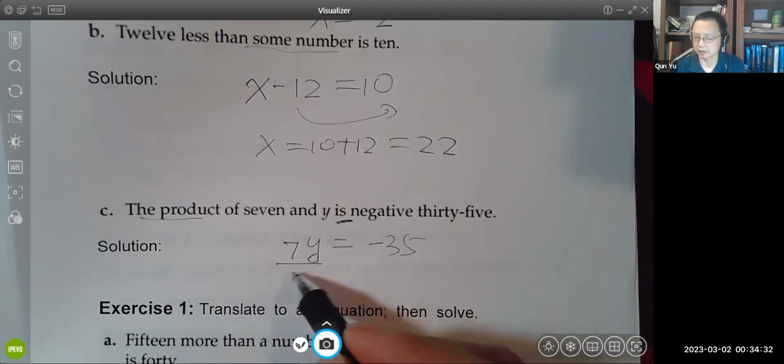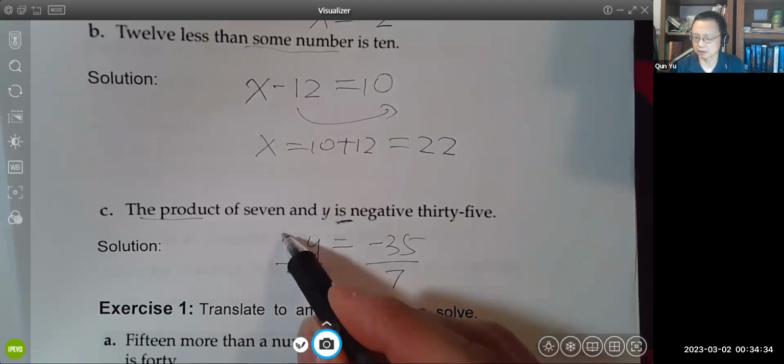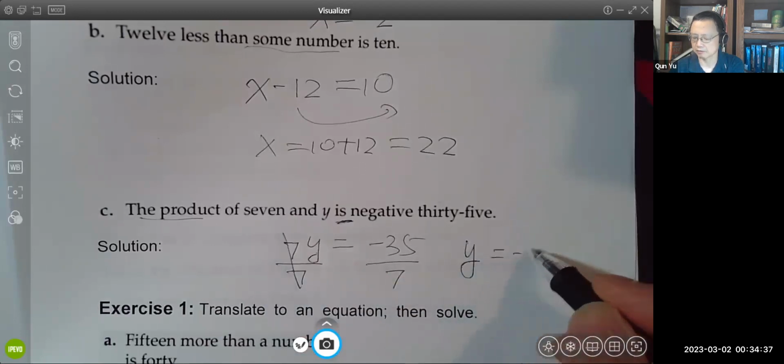So we divide by 7 on both sides to cancel 7. y is -5. So we solve it.